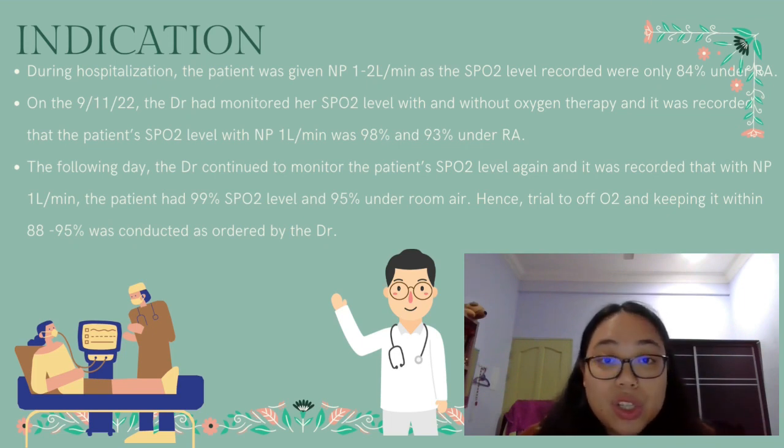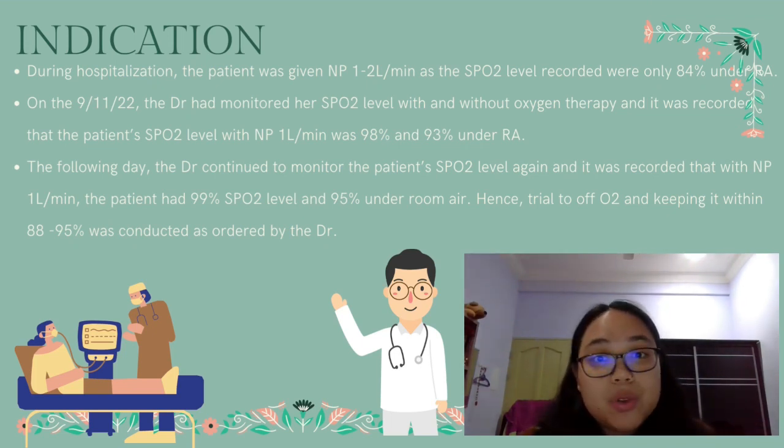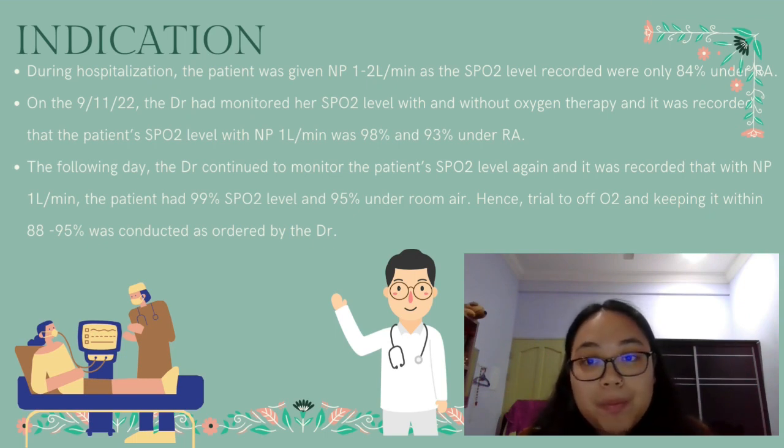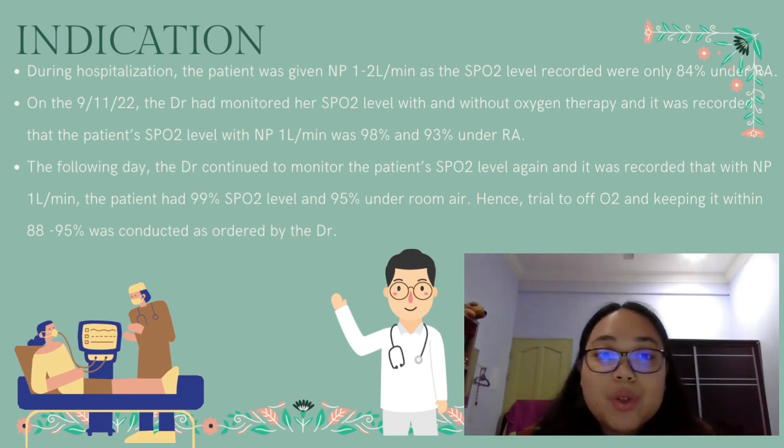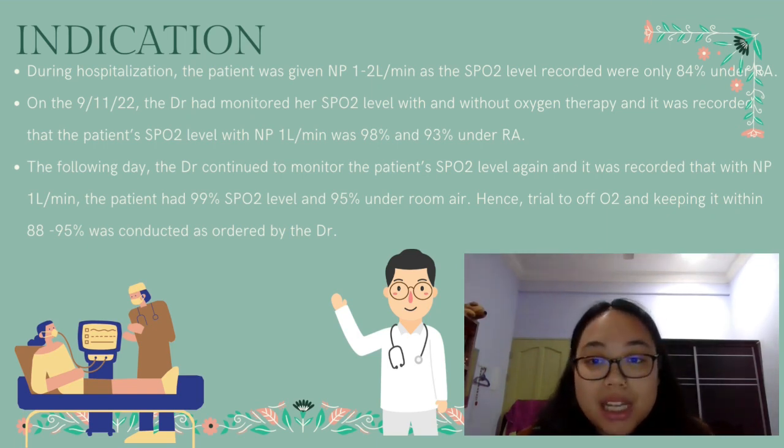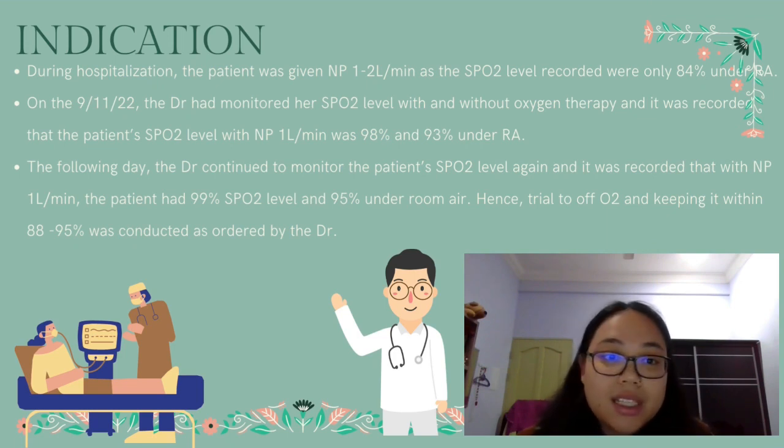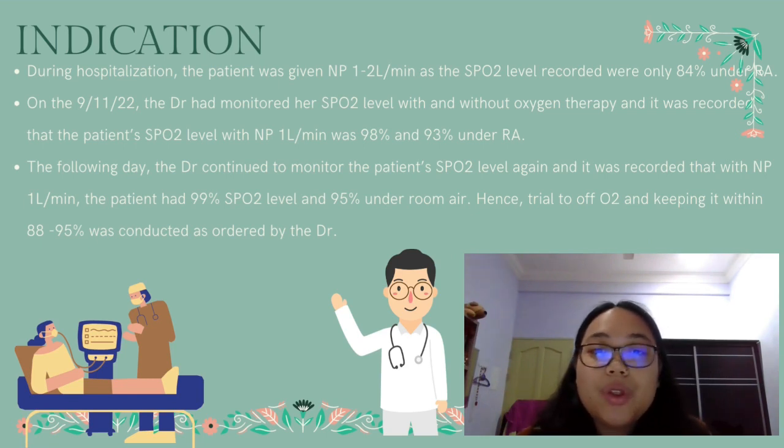On the 9th of December 2022, the doctor monitored her SpO2 level with and without oxygen therapy, and it was recorded that the patient's SpO2 level with nasal prong 1 liter per minute was 98% and 93% under room air. The following day, the doctor continued to monitor the patient's SpO2 level again, and it was recorded that with nasal prong 1 liter per minute, the patient had a 99% SpO2 level and 95% under room air. Hence, a trial to turn off oxygen therapy and keep it within 88 to 95% was conducted as ordered by the doctor.